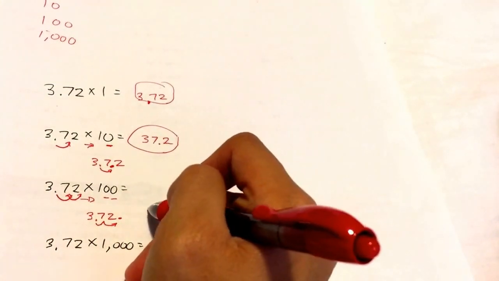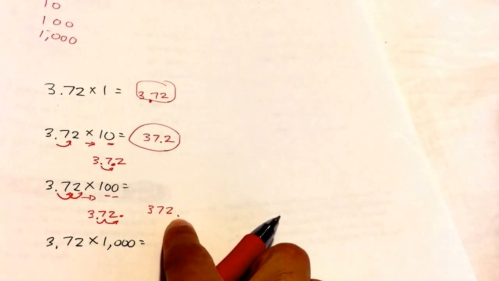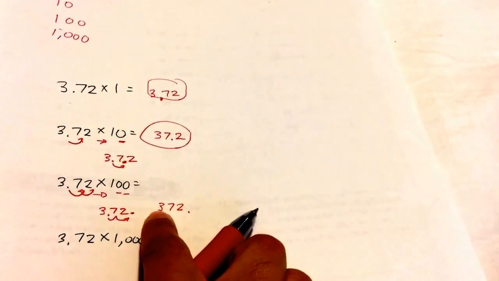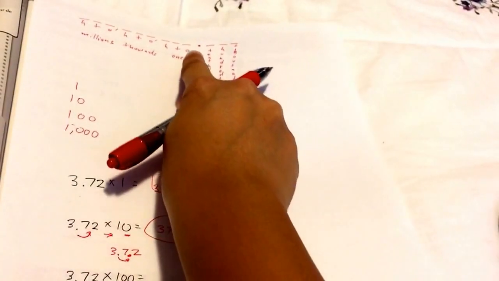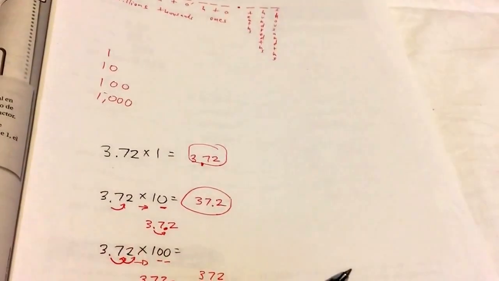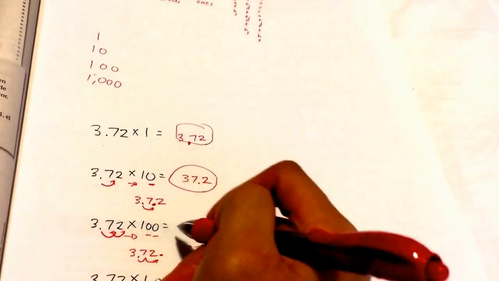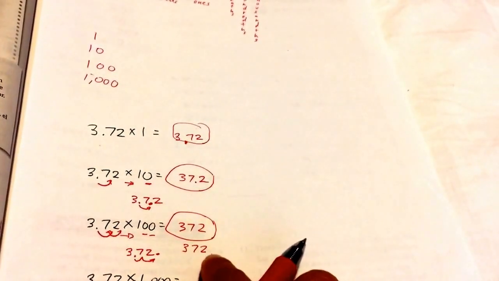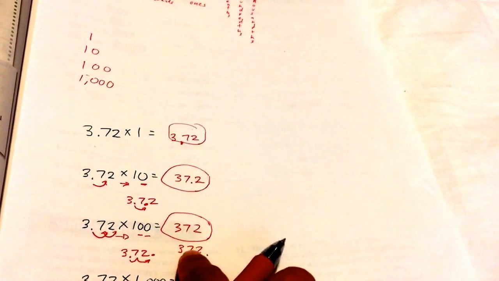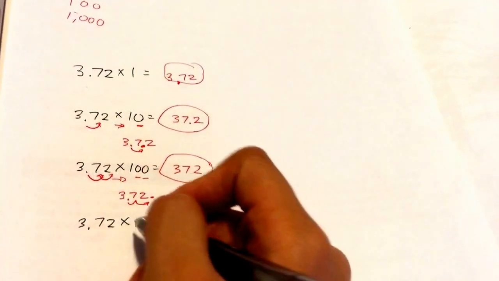So if we have 372 decimal, this decimal means that this is the ones, tenths, hundreds. See how I did that? Here's the decimal. It's the ones, tenths, hundreds. So this number is actually 372. And when I rewrite it, I don't really need that decimal anymore because that decimal just means that it's ones, tenths, hundreds, 372. Here's the next one.